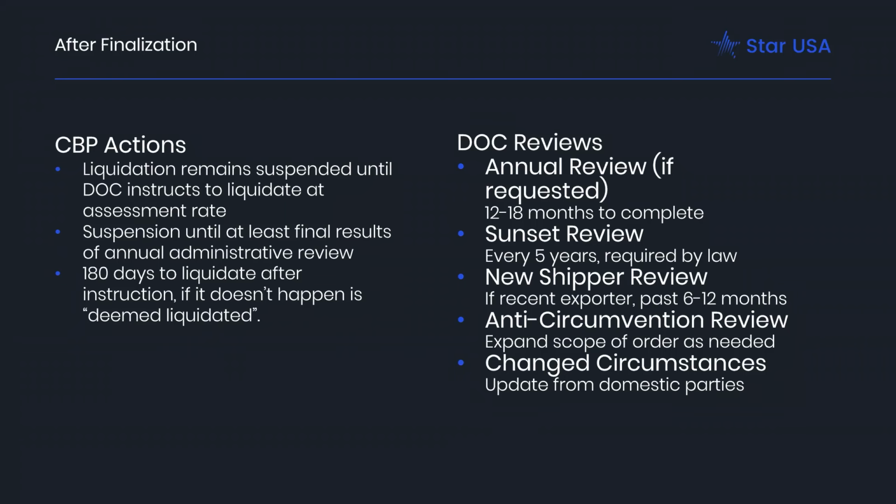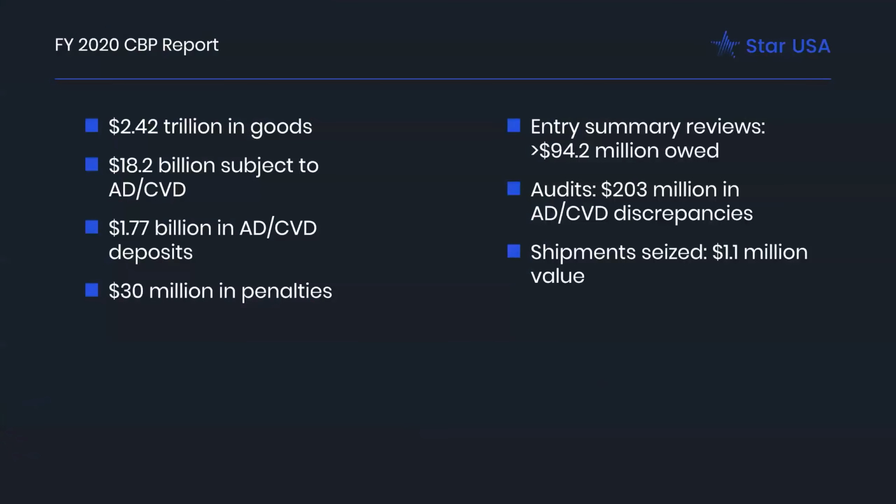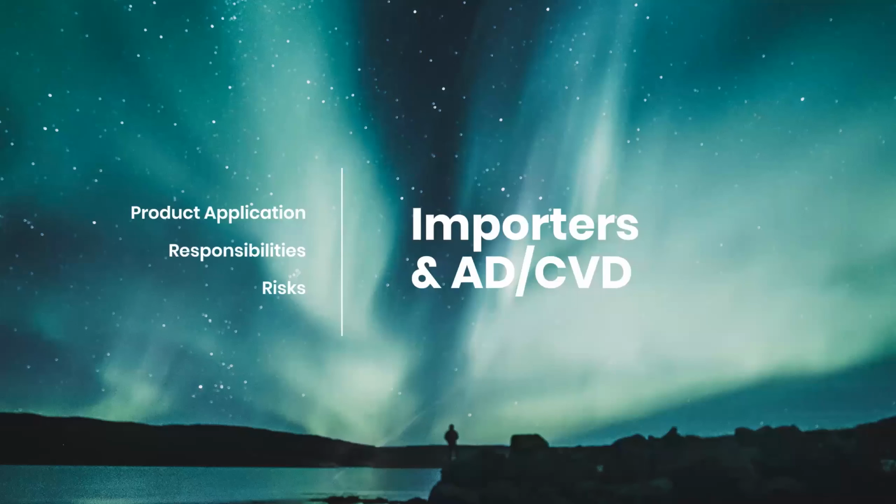All right, so that's how it works on the government end. We are going to talk about how it goes for importers. Anti-dumping and countervailing has a really big impact on importers. The 2020 fiscal year report for customs showed that 90% of open anti-dumping bills were over $2,000 and nearly 20% of those were greater than $100,000 per bill.